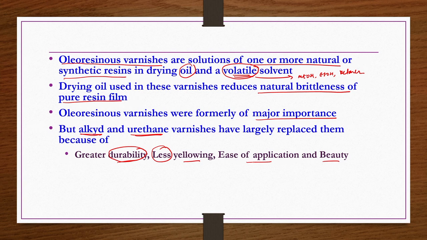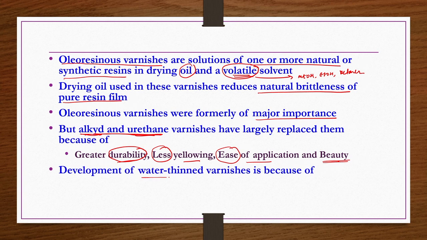And then application is not just simply brush application. You can apply by brush or dip coating or spray coating. There are also different types of other methods of application. Considering all those things, ease of application is possible if we use alkyd and urethane varnishes rather than oleoresinous varnishes. Also, when you apply alkyd and urethane varnishes, the surface looks more beautiful compared to the surfaces on which oleoresinous varnishes are applied. So because of these things, nowadays most of the varnishes are alkyd based varnishes.